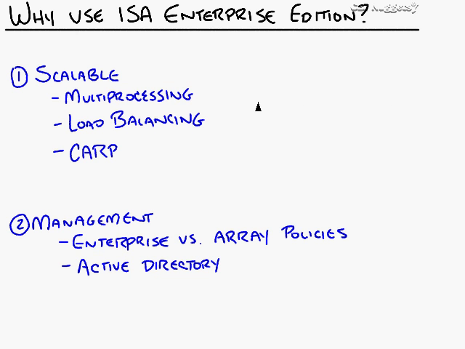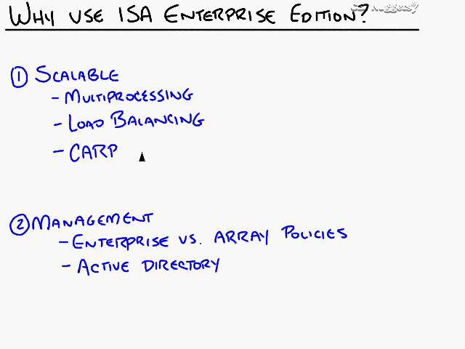Well, here's why. They've added a few features. First off, it's scalable. It supports multi-processors, so you can distribute the load of ISA Server between multiple processors inside of a computer. Along those lines, it supports load balancing.